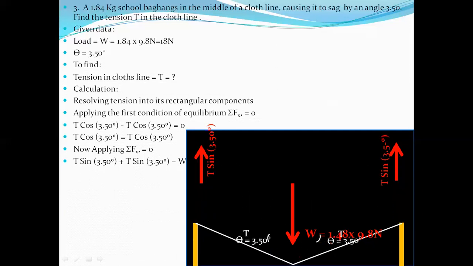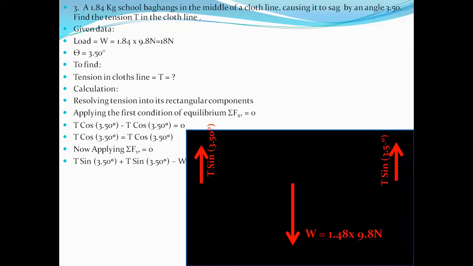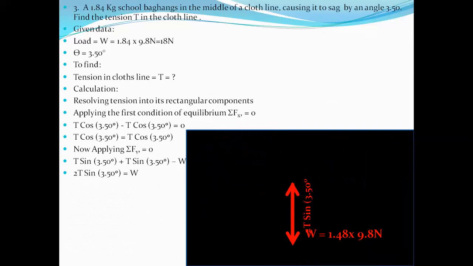Putting in the values, we get T sin theta, because we can clearly see that they are opposite to each other. Two of them are in the same direction, whereas the third one is in the downward direction. Let us combine these two forces together so that we have one force, which is 2T sin 3.5 degrees, opposite to the weight. Now we have to find T, taking all the other components to the other side and putting in the value of W.